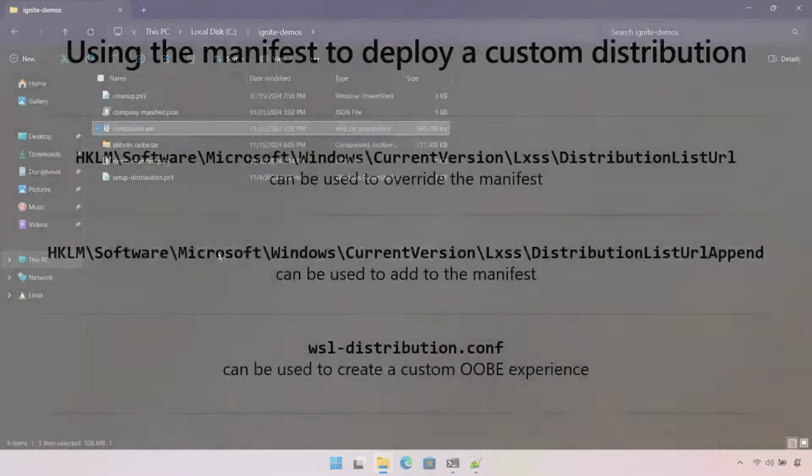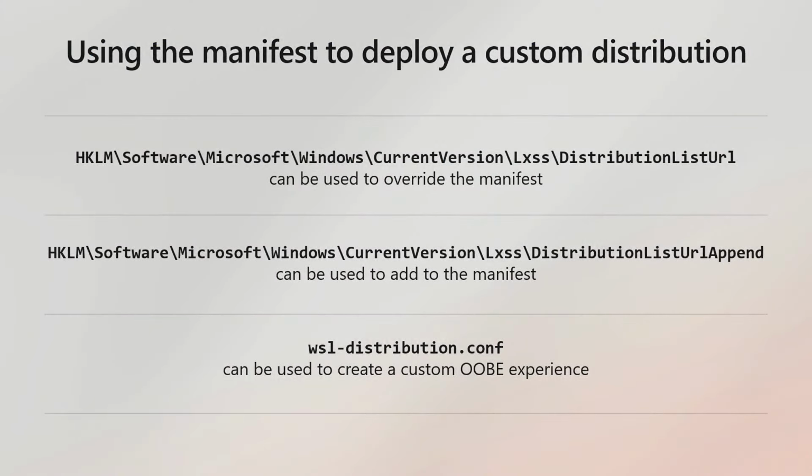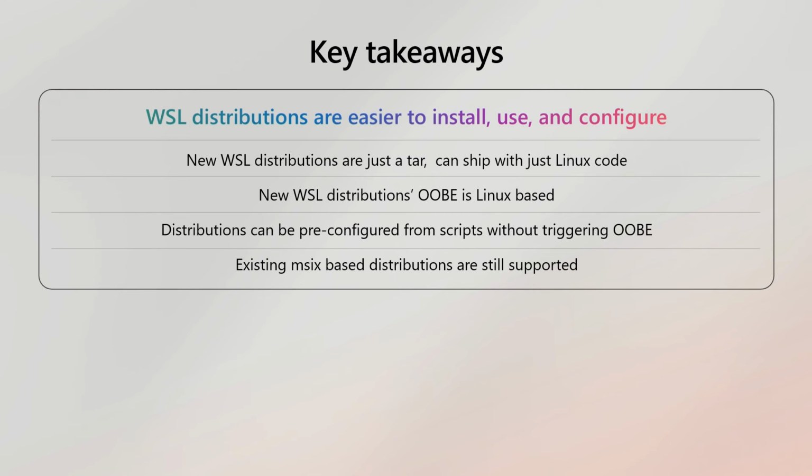Okay, let's go back to the slide, and let's summarize what we've talked about today. So WSL distributions are now much easier to create, install, and configure. You can ship a Linux distribution with only Linux code. It became much, much simpler.